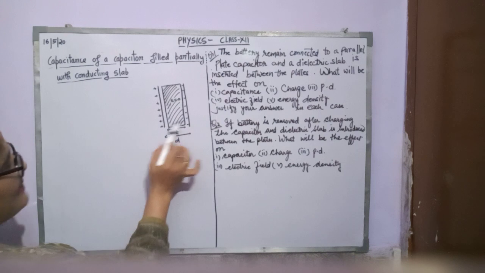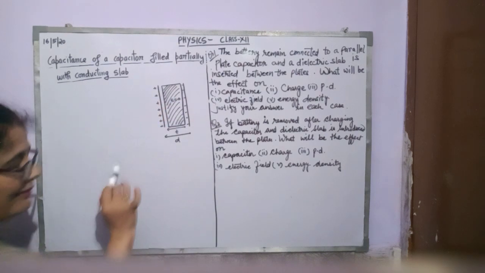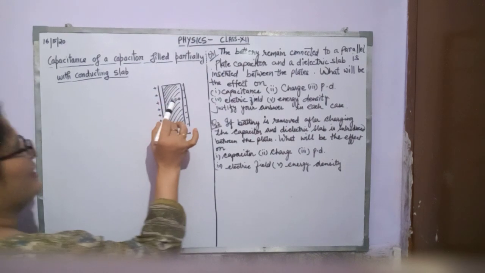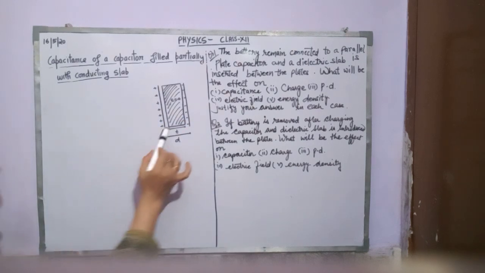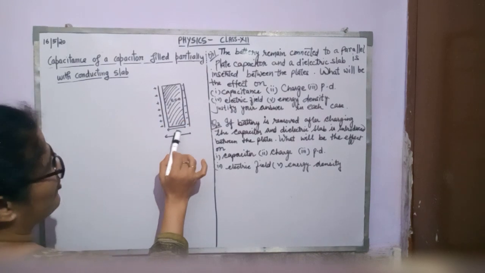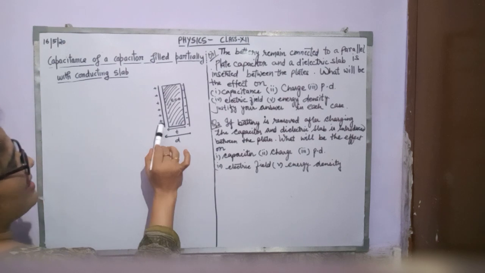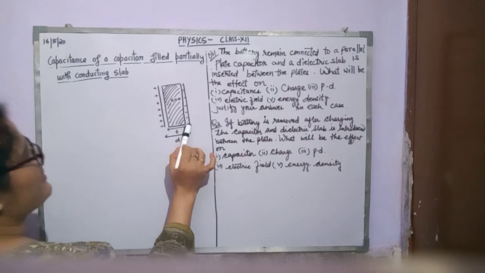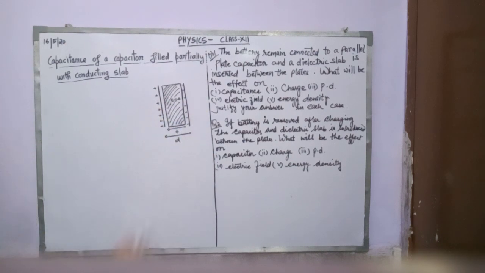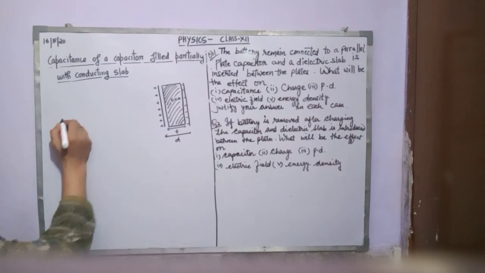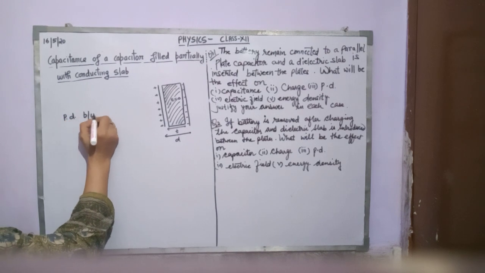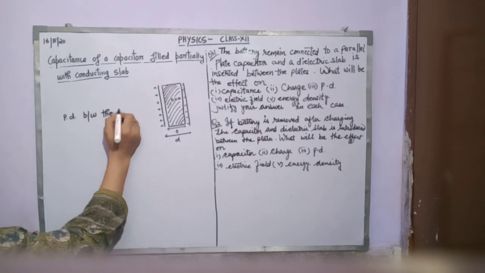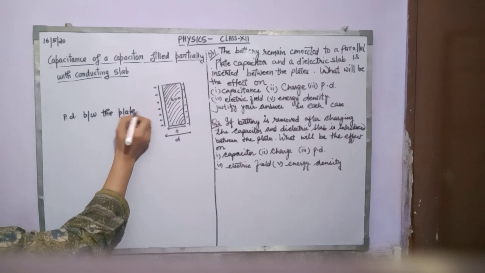This is your conducting slab, or you can say conductor, and inside the conductor the electric field is always equal to 0. The thickness of the conducting slab is T and D is the distance between the plates. A is the area of cross section of each plate. Now, the potential difference between the plates, suppose its value is V.